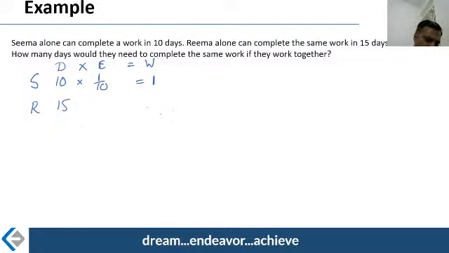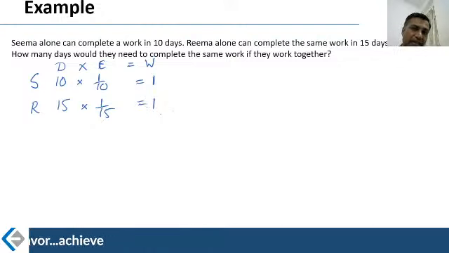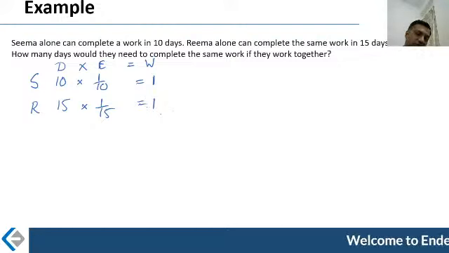What is the efficiency of Rima? 1 by 15. Why? Because if she wants to do the same work, she would be doing 1 by 15th of the work per day. Right now the days cannot be added. Remember, the efficiencies can be added.